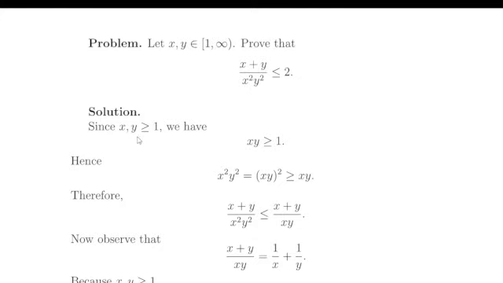Since both x and y are at least 1, their product also satisfies that it's at least 1. So we have xy ≥ 1. If we square both sides, we get x² y², or the quantity (xy)², and that's going to be greater than or equal to xy, because if a number is bigger than or equal to 1 and I square it, then that square is going to be bigger than or equal to the original.